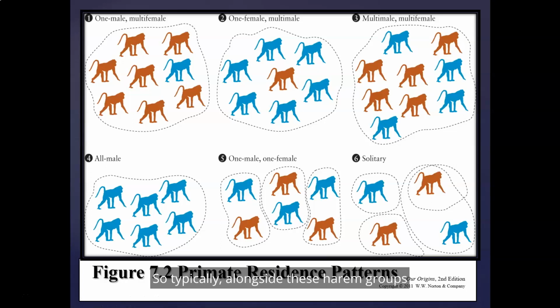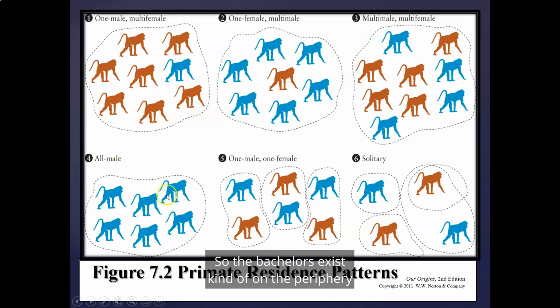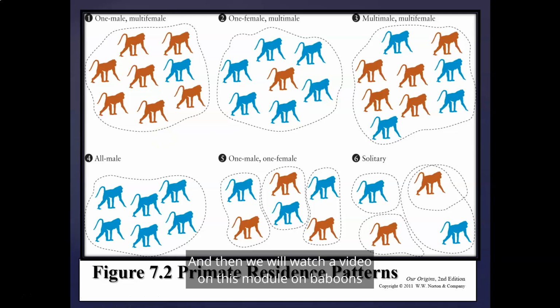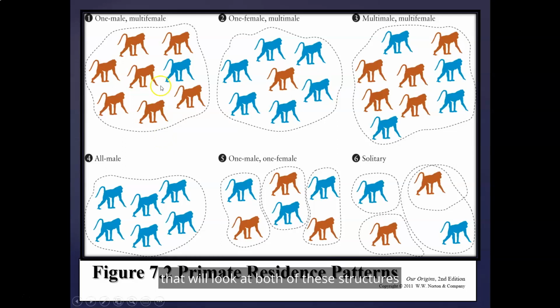Typically alongside these harem groups also exists what we call the bachelors, or the all-male group. The bachelors exist kind of on the periphery or on the outskirts of these one male multi-female groups. And the bachelors' goal is to essentially take over from the harem master. We will watch a video in this module on baboons that will look at both of these structures and how they work together.